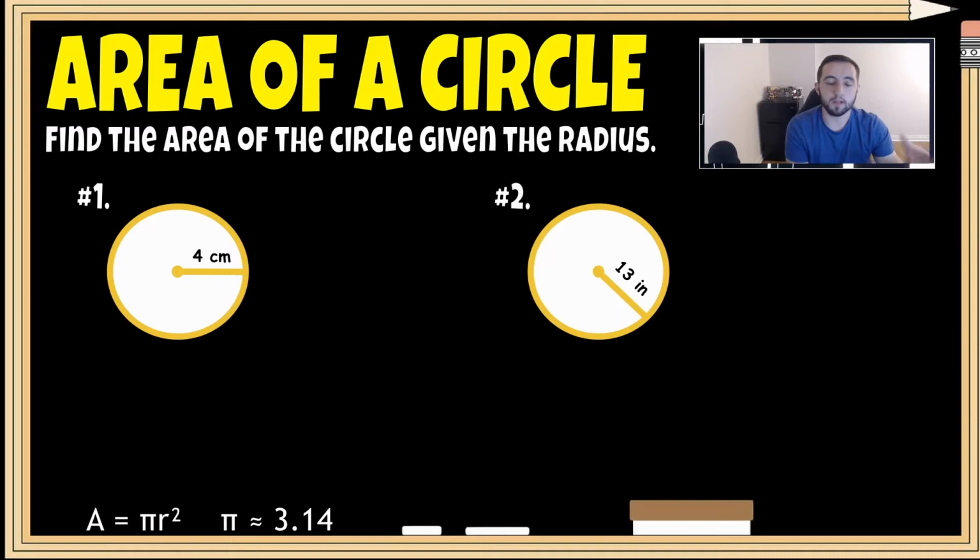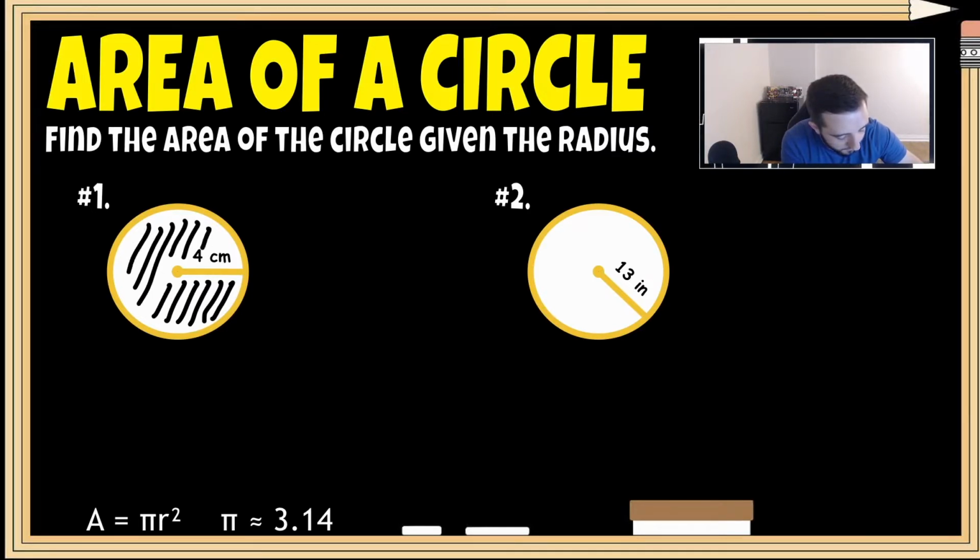Hey, ladies and gentlemen, in this video, we are talking about area of a circle given the radius. Now, in case you don't really know what area is, it's the amount of interior space that's enclosed by the circle. If I were to draw some lines on this circle here, this is all of the interior space, or the inside of the shape that's enclosed by this circle. And that's what we're trying to find when we talk about area.